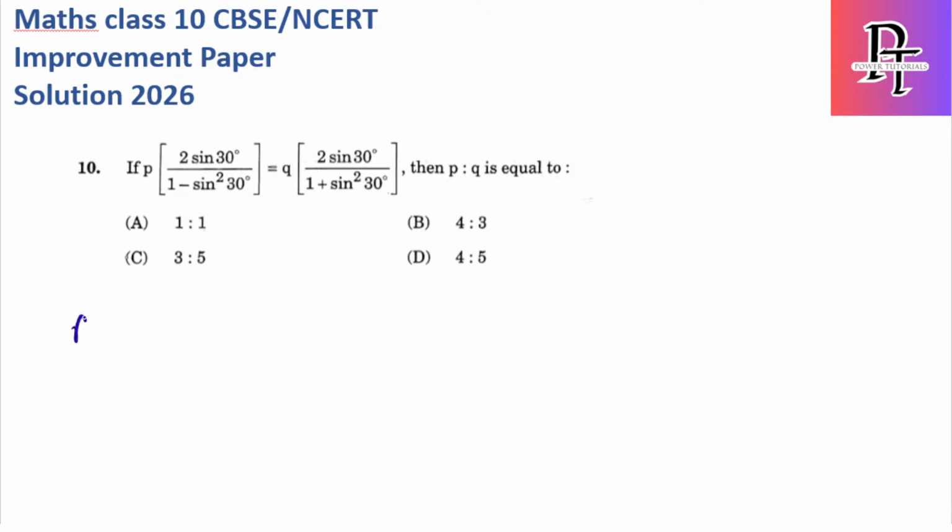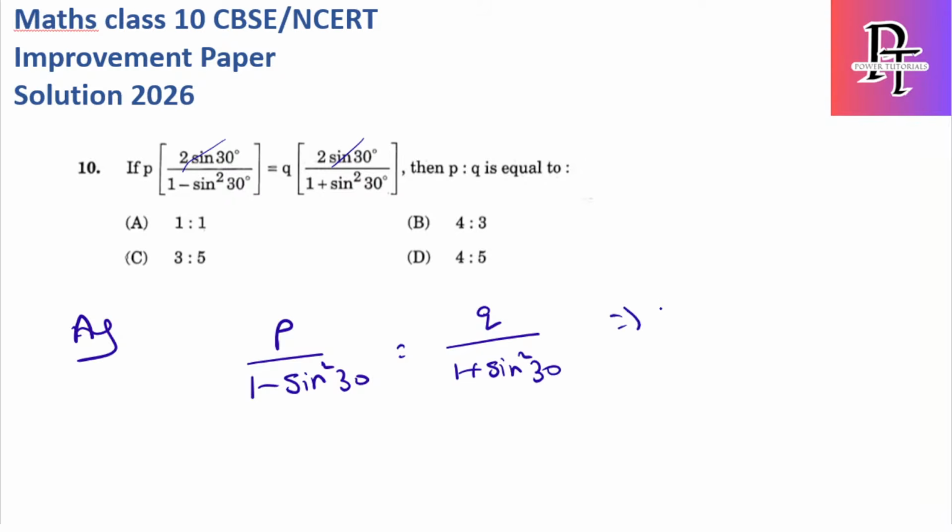Okay. Next, 10th one. P 2 sin 30 by 1 minus sin square 30 is equal to Q 2 sin 30 by 1 plus sin square 30. We need to find P is to Q. So simply first I will cancel out the numerator, because it is common for both sides. So now it will become P by 1 minus sin square 30 is equal to Q by 1 plus sin square 30. So if I write P by Q, now this will become 1 minus sin square 30 by 1 plus sin square 30.